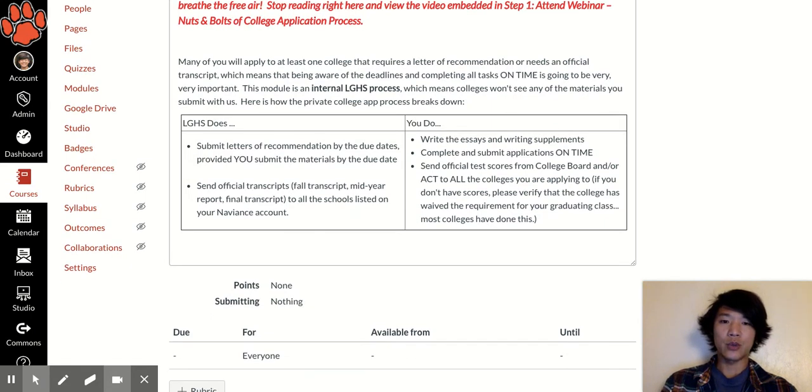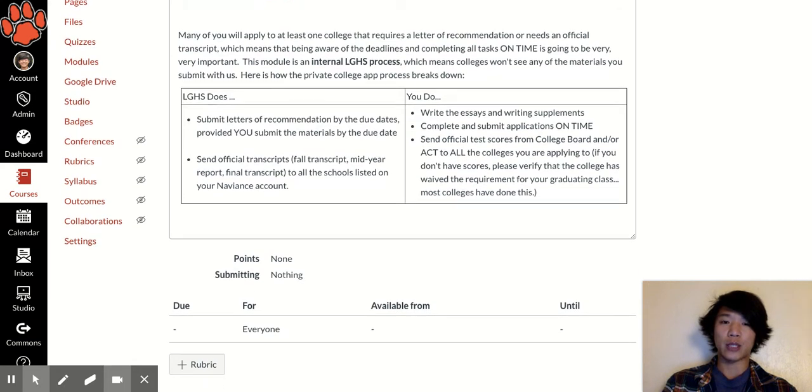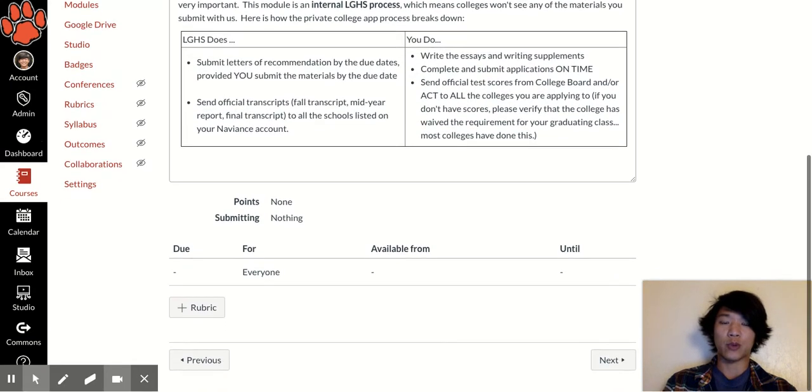You need to send official test scores. So that might be SAT or ACT or AP scores if colleges are looking for those. Because of COVID-19, many schools are not requiring the SAT or ACT. So make sure you look at the specific requirements for the universities that you're applying to.